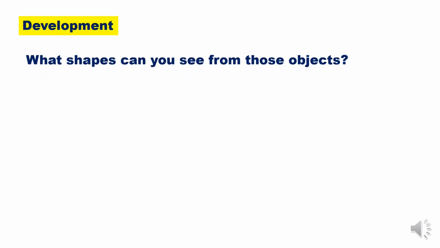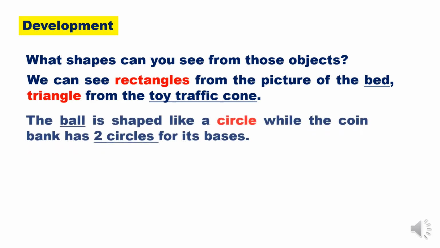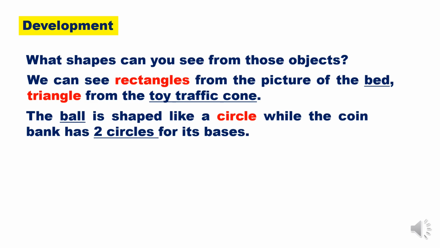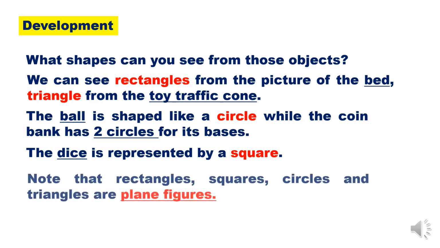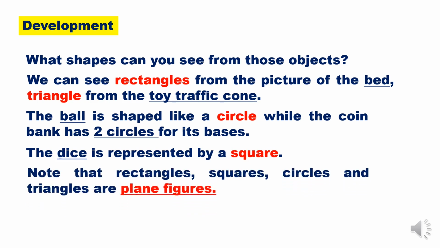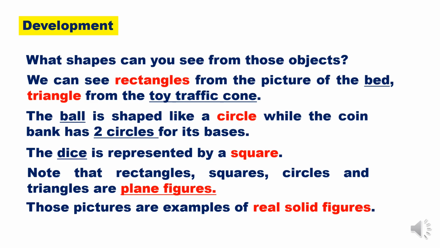What shapes can you see from those objects? We can see rectangles from the picture of the bed, triangle from the toy traffic cone. The ball is shaped like a circle, while the coin bank has two circles for its bases. The dice is represented by a square. Note that rectangles, squares, circles, and triangles are plane figures. Those pictures are examples of real, solid figures.